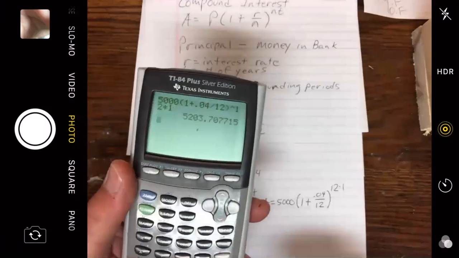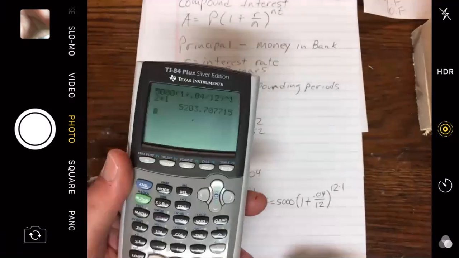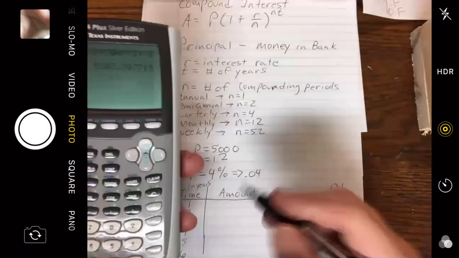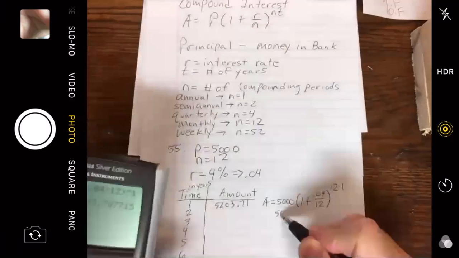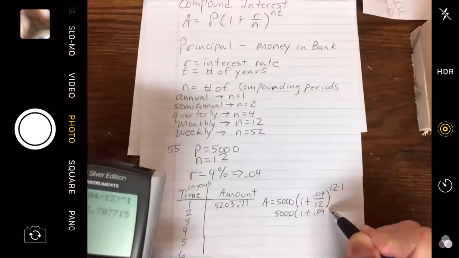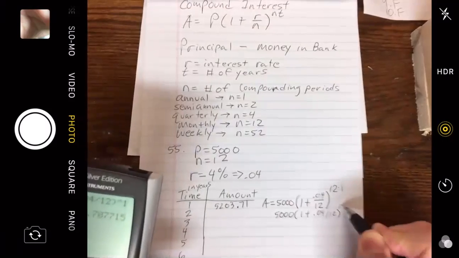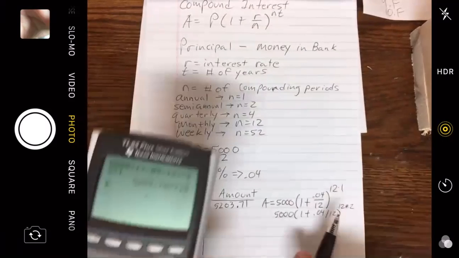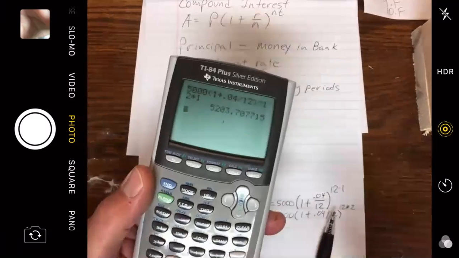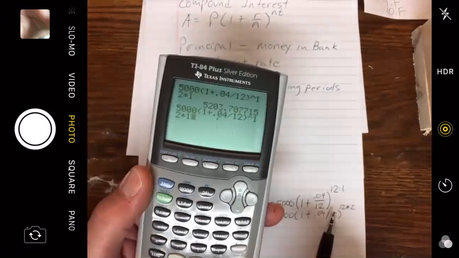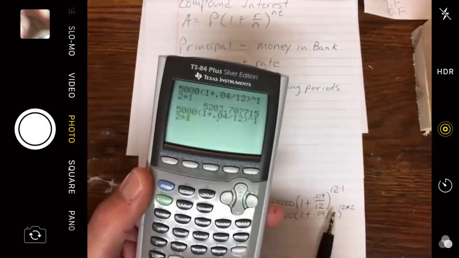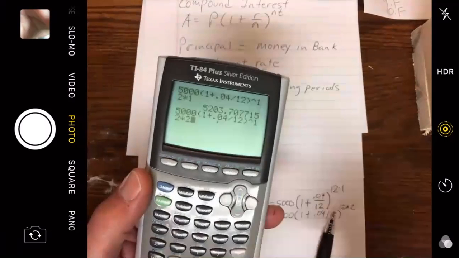There you are. Now, if you want to be really slick, since they have only changed the T to 2, your next row is 5,000 times 1 plus 0.04 divided by 12, raised to the 12 times 2, in effect the 24th. If you really want to be slick, you can go second enter, and all you have to do is run over to that 1 and make it a 2. Nothing else is different. If it'll show you that on the screen, there you are.